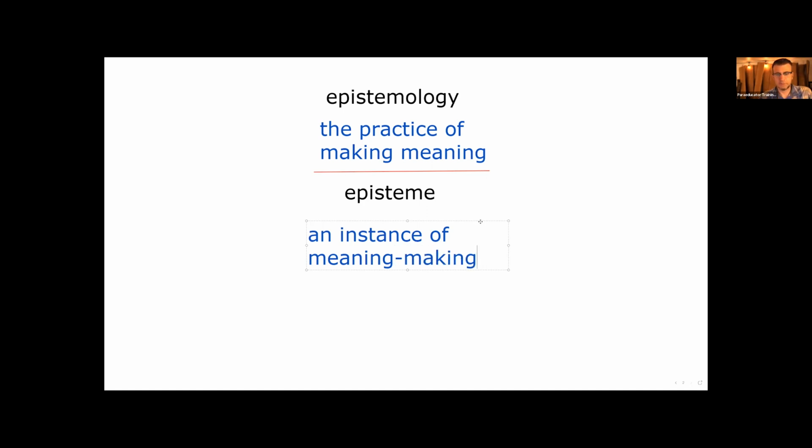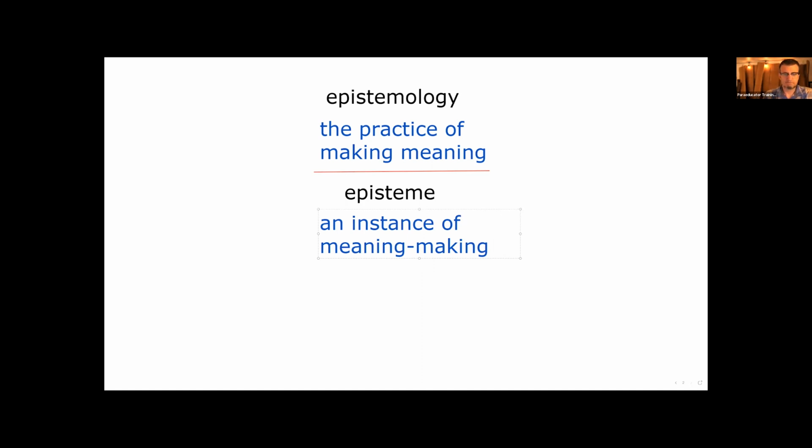Of meaning making. There we go. Episteme is an instance of meaning making, or a demonstration of meaning making. Okay, so when we do a job interview, right? You go to that job interview, that is an episteme. And it has rules, right? It's like a contract. We know that we behave this way, the other person behaves this way. We know what the rules are.